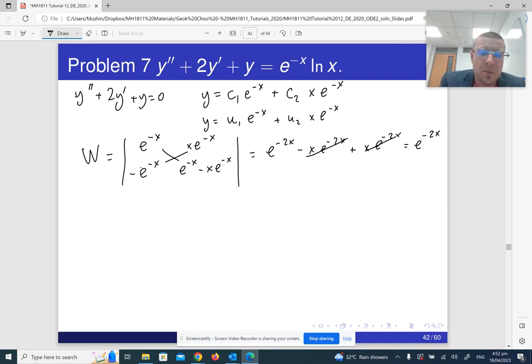All right, so now we need to find u1. So u1 is minus the integral of what? We insert the right-hand side first, e to the minus x logarithm x times, for u1, we've got to use the second solution of the homogeneous differential equation. So it's going to be x times e to the minus x divided by e to the minus 2x, which is the Wronskian, and these cancel out very conveniently, so let me remove them.